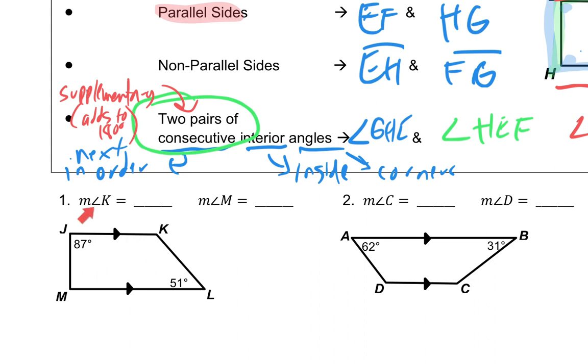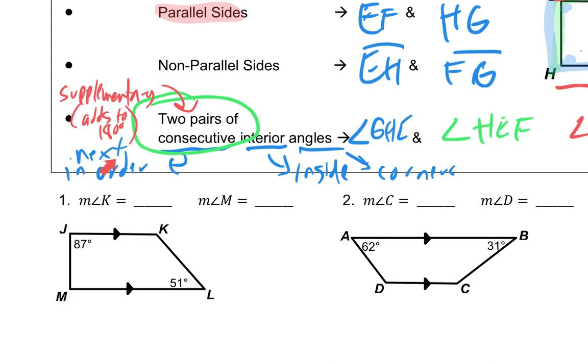So if we're looking for the measurement of angle K, that's this right here, right? We could have called it JKL. Remember, we can call it by those three letters or by the vertex, that's the middle letter. So this is the measurement of angle K. So we're asking, what is that?